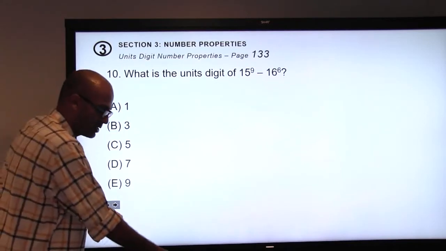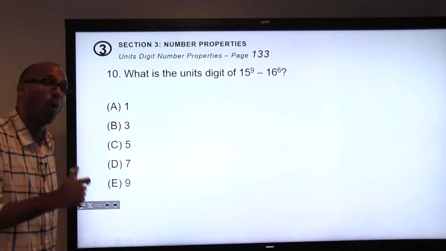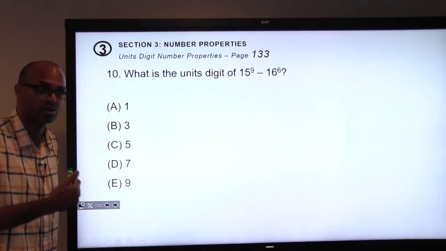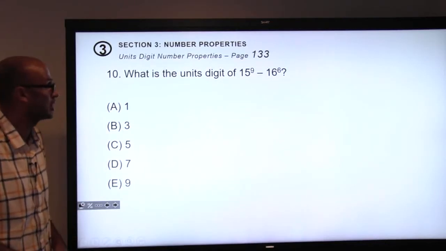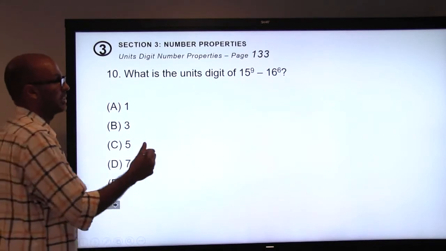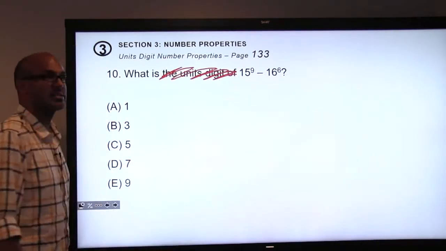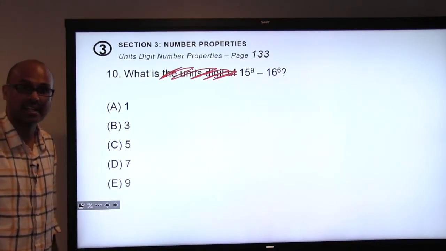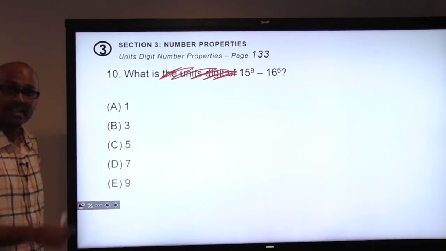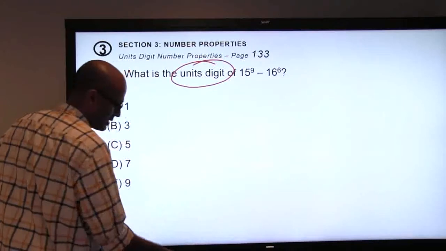But remember what I said to you guys. The test maker is constantly either trying to whisper or trying to yell at us as a 99er strategies to employ on a given question. So here where it says what is the units digit of, well, notice in this particular case they could have said what is 15 to the 9 minus 16 to the 6. That's a hell of a lot harder of a question. But they didn't. They screamed out, hey, what is the units digit?